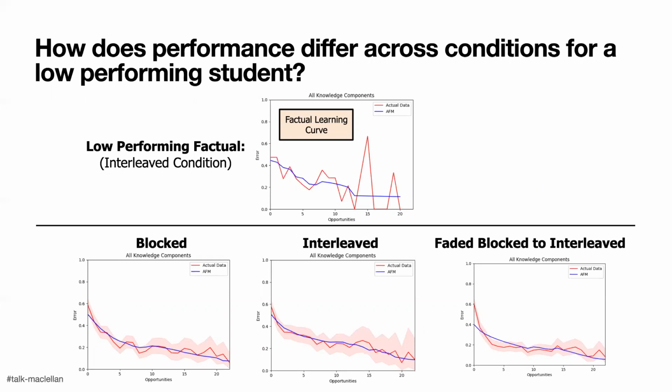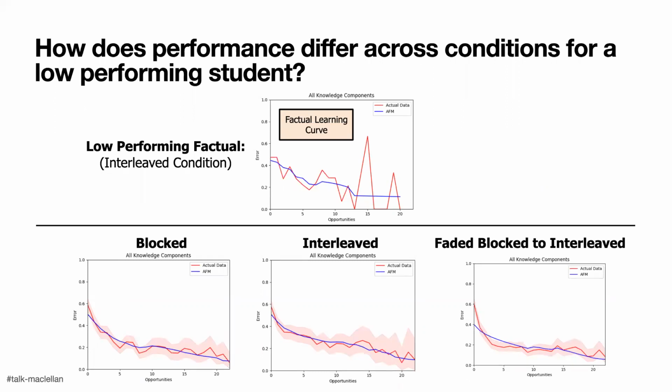And so what we find here, first, if we compare the factual learning curve at the top to the interleaved in the middle there, so the low-performing human was in the interleaved condition. If we compare those 2 together, that's the most direct comparison. We can see that the model does a pretty good job of predicting the performance. And in particular, we don't see the large discrepancy between error rates on the first opportunity that we were seeing before.